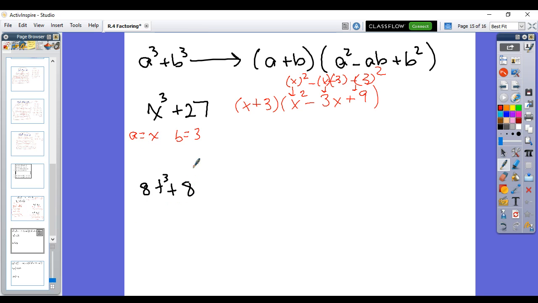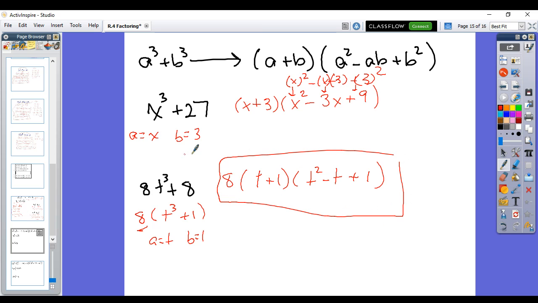One more time, same as before. Can we factor anything out of this? Yes, let's go ahead and take out that 8 in the very beginning, leaving us t cubed plus 1. So that means a equals t and b equals 1. Let's plug that in. What we took out stays in front, so we have the 8. Then our a plus b will be t plus 1. Our a squared will be t squared minus a times b, or t times 1, which is just t, then plus 1 squared, which is 1. Our final answer, y'all. Good.